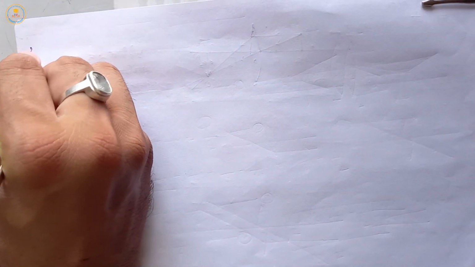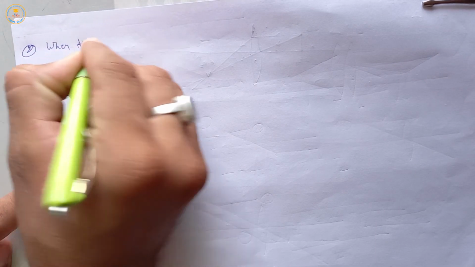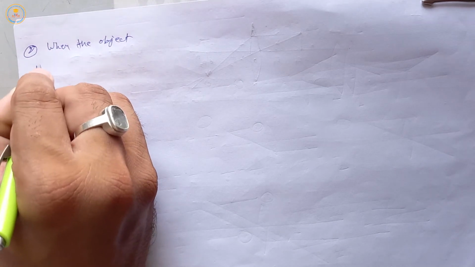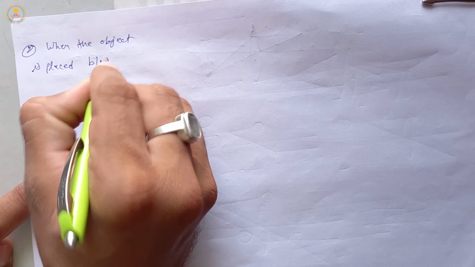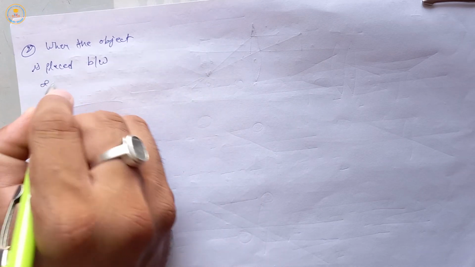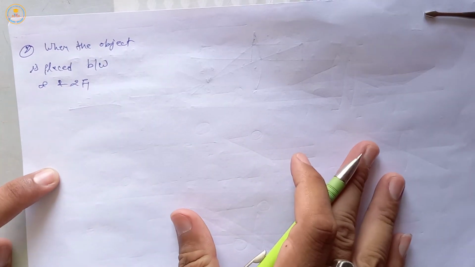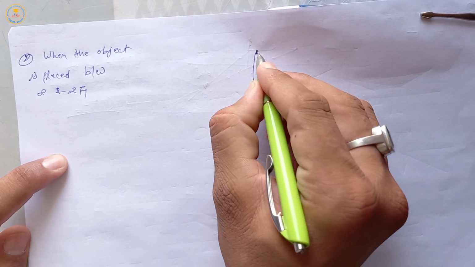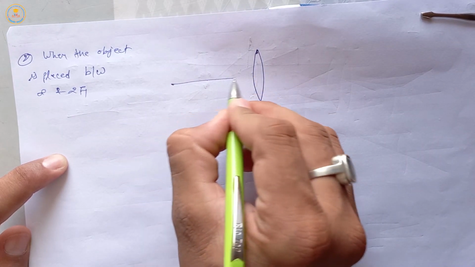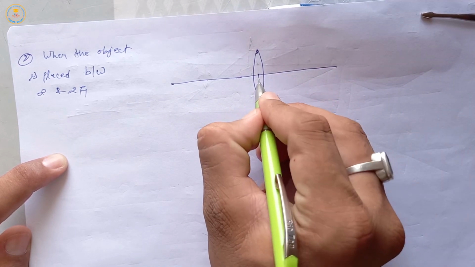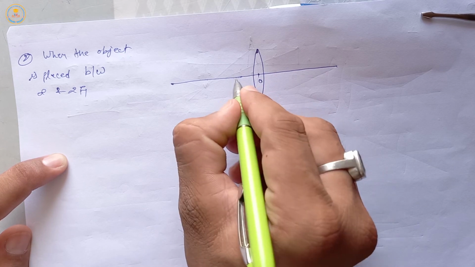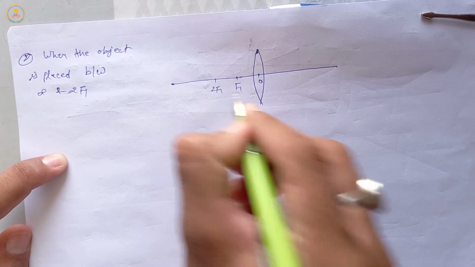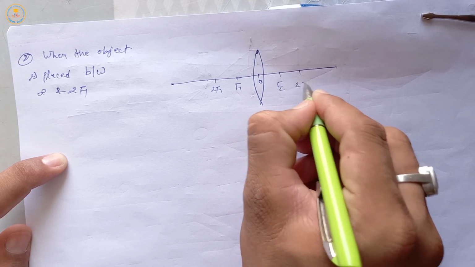Now we take the second condition of the object, when the object is placed between infinity and 2f1. In this situation again we take a convex lens. Suppose this is a convex lens and this is the principal axis of this lens. This is the optical center O. This is f1, this is 2f1, this is f2 and 2f2.